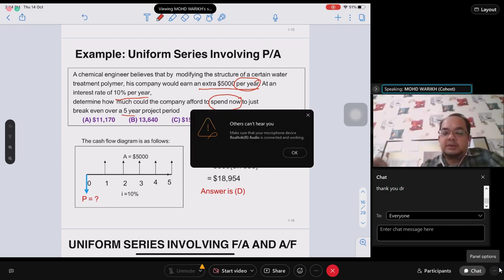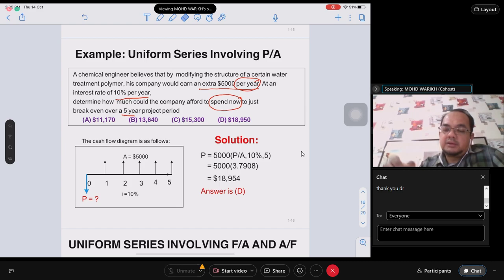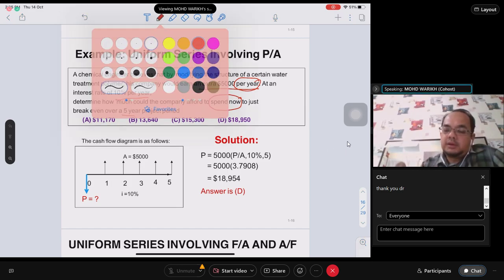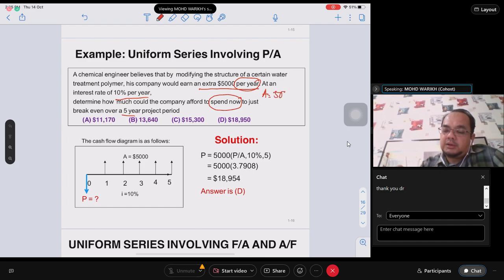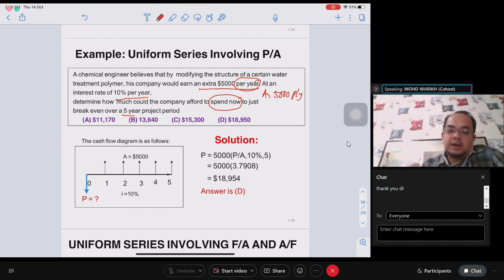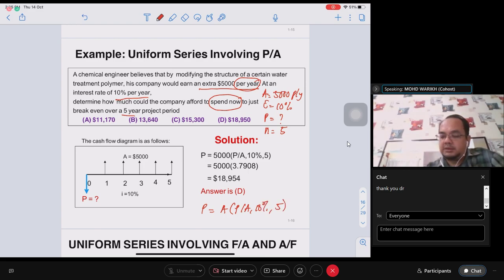This means that the information we get from the question is: A is 5,000 per year, and i is 10%. Spend now, we don't know. The number n is 5. Because we have to find P, P equals A times P over A, i at 10%, 5 periods. Same as this one.